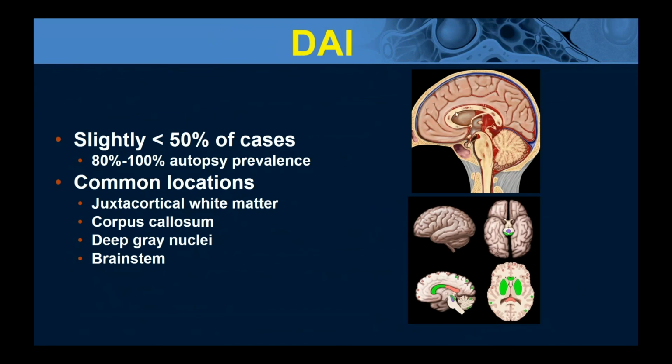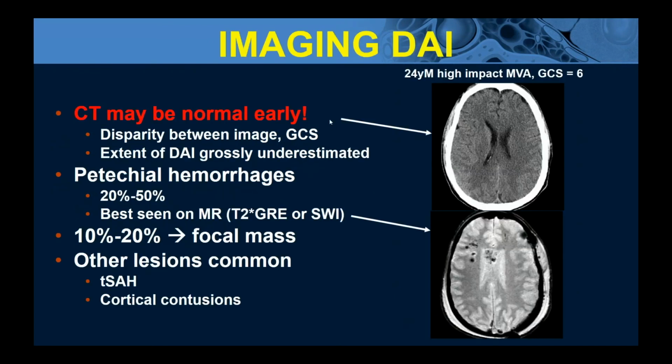Here's our anatomic diagram, and we can see that the injuries tend to be deeper. They tend to be in the compact white matter fiber tracts like the corpus callosum and the corona radiata. When we look at imaging of diffuse axonal injury, sometimes the CT scan is deceptively normal. This is a 24-year-old male who had a high impact motor vehicle accident, and this is what his CT scan looks like. You look at that and you say, gee, that looks pretty much like a normal brain, except his Glasgow Coma score was 6, which is really bad.